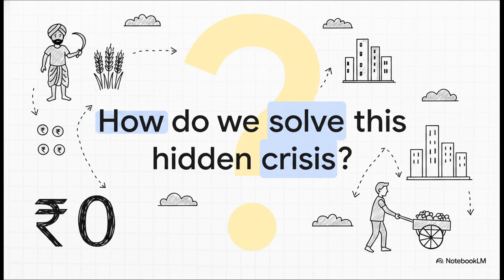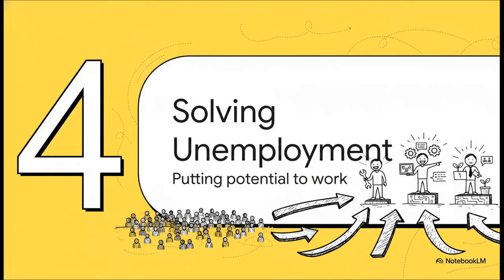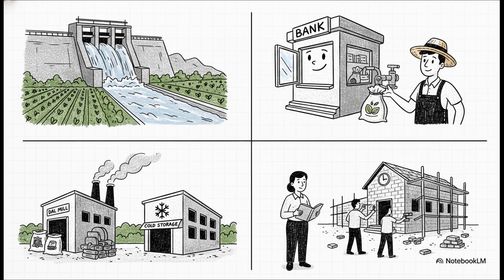So if agriculture isn't generating the most money, but it's trapping way too many workers, how do we actually solve this hidden crisis? That brings us to Section 4, solving disguised unemployment. It's all about putting that wasted potential to work. The main goal here is pulling surplus labor out of crowded fields and putting them into highly productive roles. This requires some serious, strategic investment.